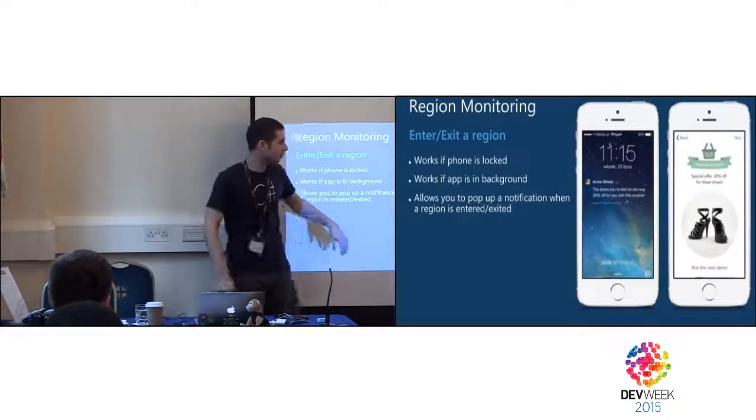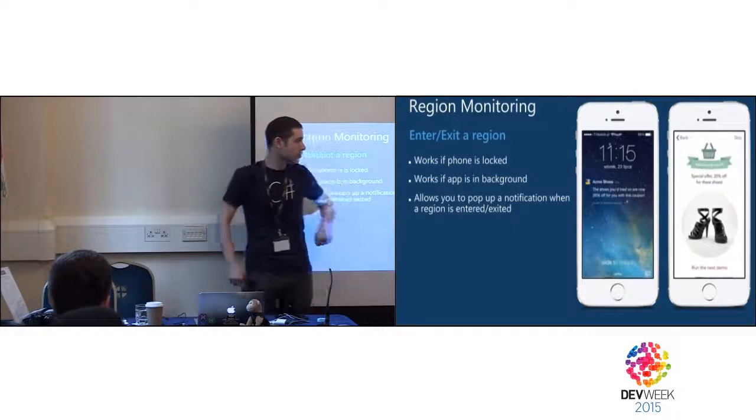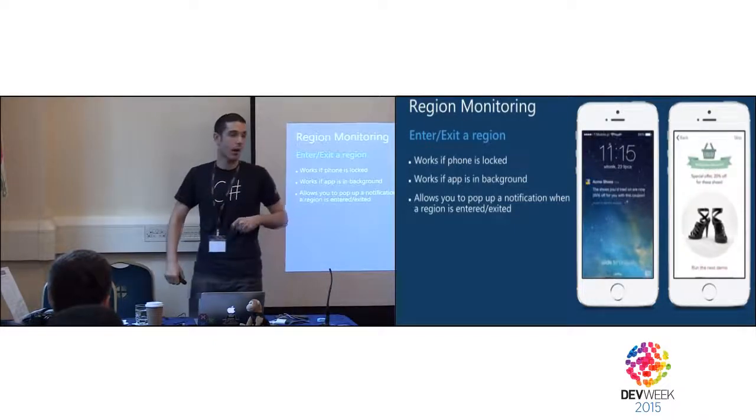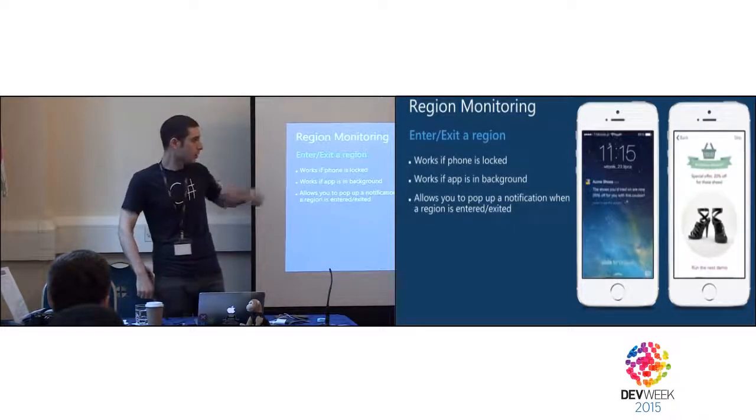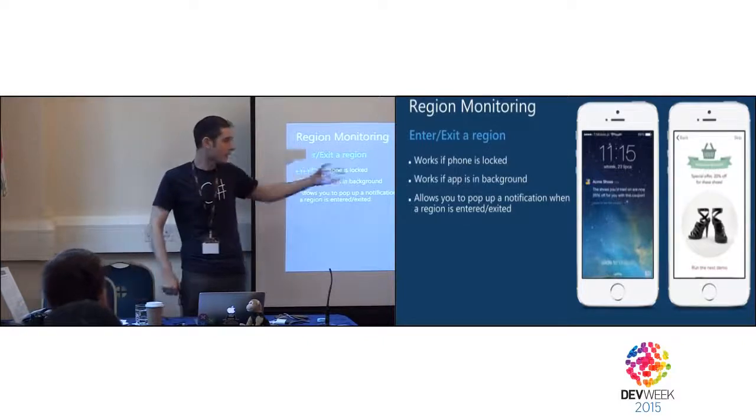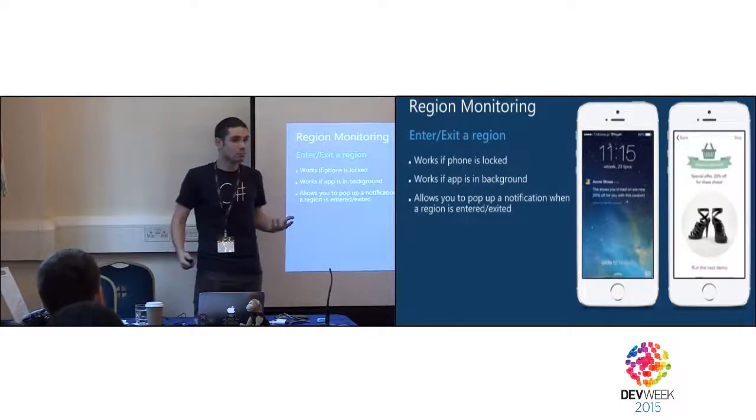So this is a good example that Estimote gives of maybe I've walked into a shoe store and there's a sale going on right now. So it loads that up, gives me a notification, I swipe, I enter right to that location, which is pretty cool.